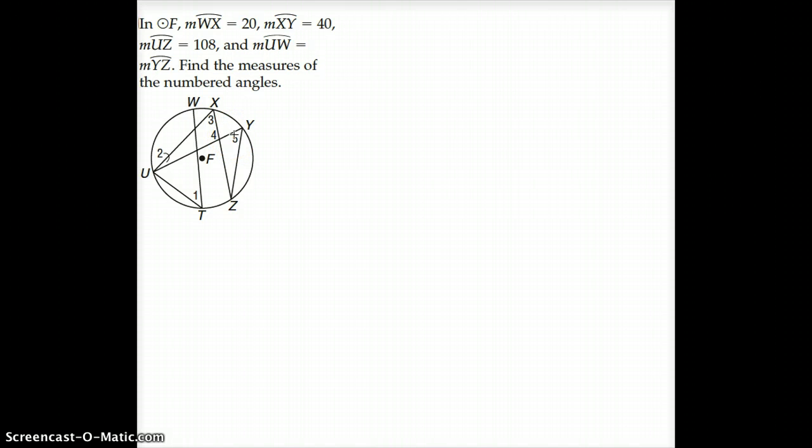So what we have to remember is that the measure of an inscribed angle is equal to half the measure of the arc, which we know is part of a circle. We use this given information here at the top to figure out some of these measures. So let's look at some of this information that we have here.